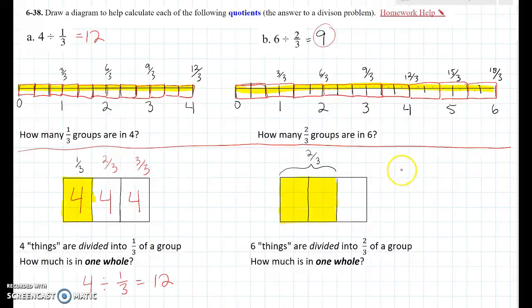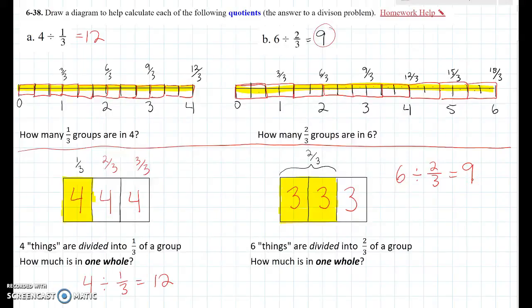So here, thinking about it this way, 6 is being divided into 2/3 of a group. What the heck does 2/3 of a group look like? Well, it looks right here. Here's 2/3, and 6 is being divided evenly amongst those 2 parts. So if I need to split 6 things between these 2 pieces here, 1 piece, 2 piece, that would be 3, and 3 makes 6. So how much is in our whole, one whole thing? What is that, 9? Yeah, it is 9.